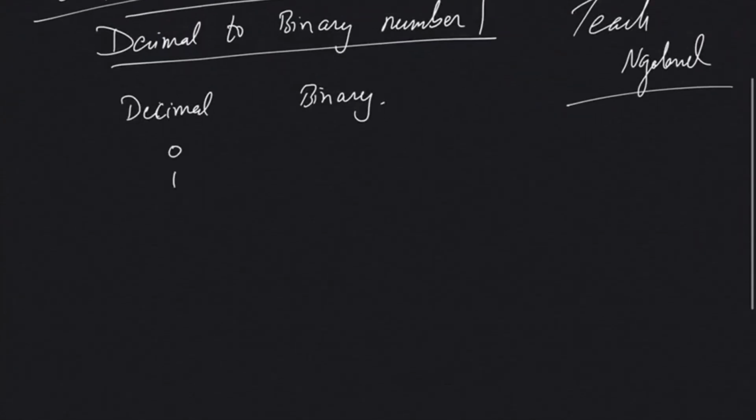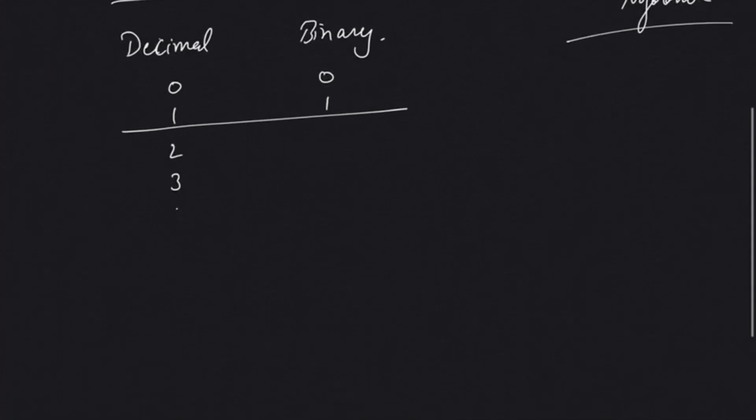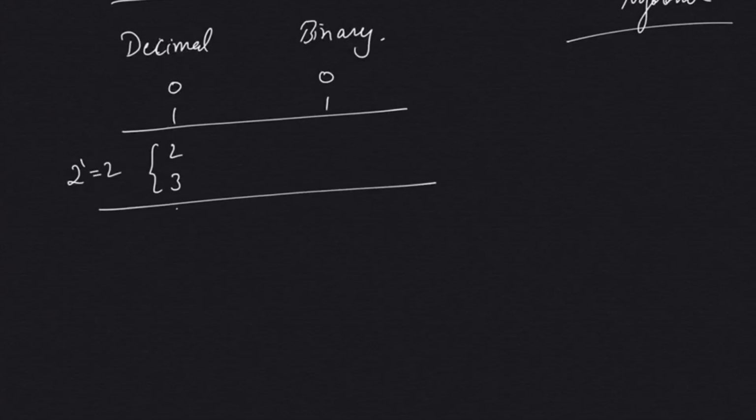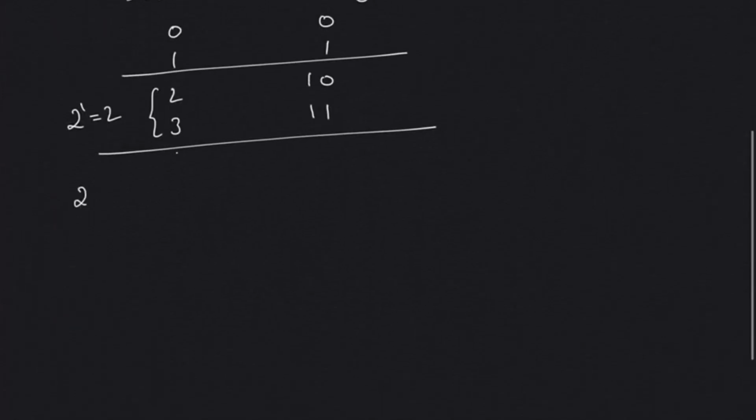So in the decimal number system, we will start from 1, 2, 3. I'll just go one by one. So 0 and 1, you will write as it is, 0, 1. After that, we will start with this formula, that is 2 power 1 will be 2. So the next two numbers will be of 2 digits. So it will be like 10, 11. Next 2 square, that will be 4. So next 4 numbers.